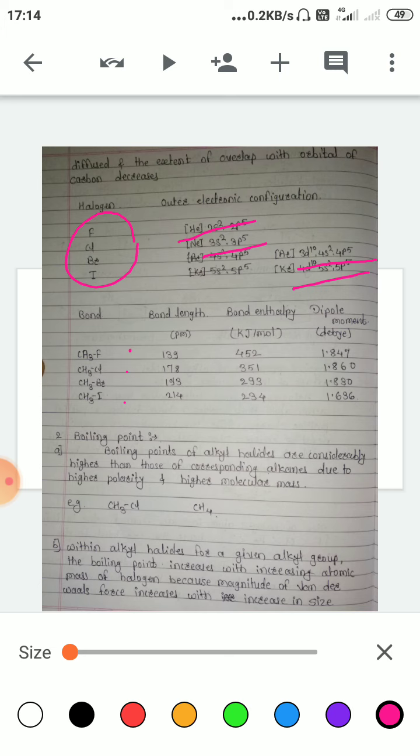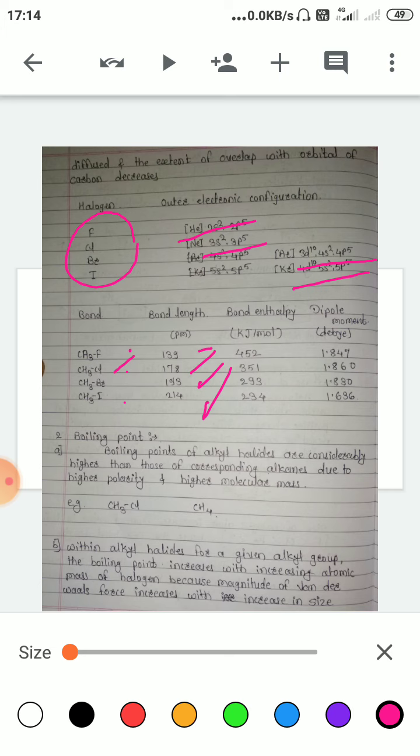Okay, so the bond length of methyl fluoride, the C-F bond, is 139 picometer, where a picometer is 10 raised to minus 12 meter. The bond length between carbon and fluorine in methyl fluoride is 139 picometer. In methyl chloride it is 178 picometer. In methyl bromide it is 193 picometer, and in methyl iodide it is 214 picometer.